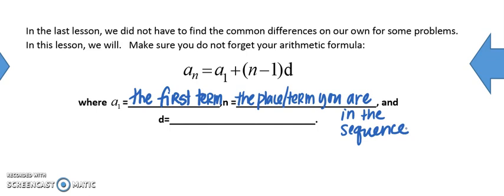You want that buddy right there, like what number term you want. You want the 20th term, n is 20. You know what I'm saying? d is going to be that common difference.